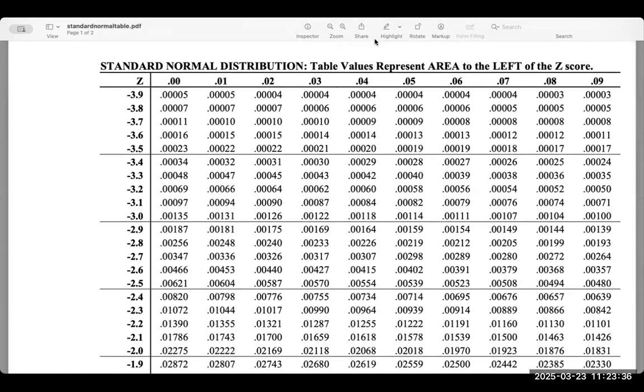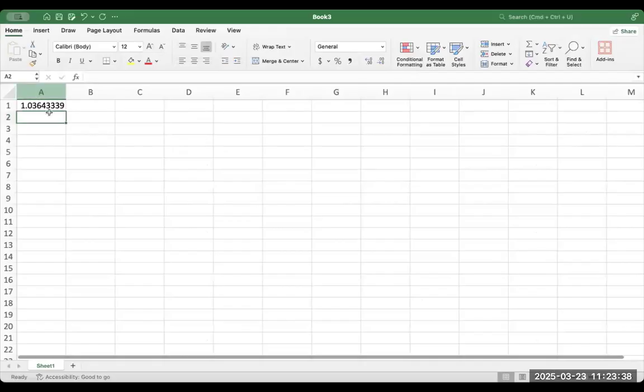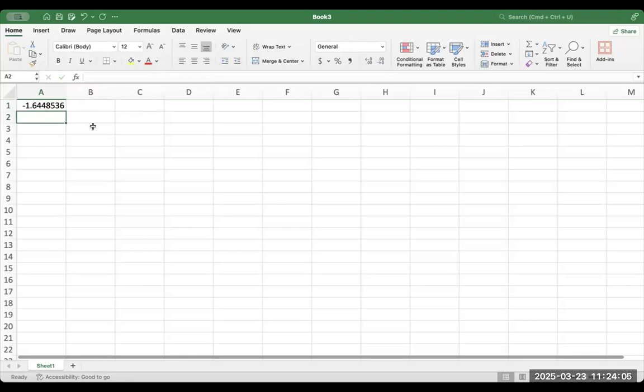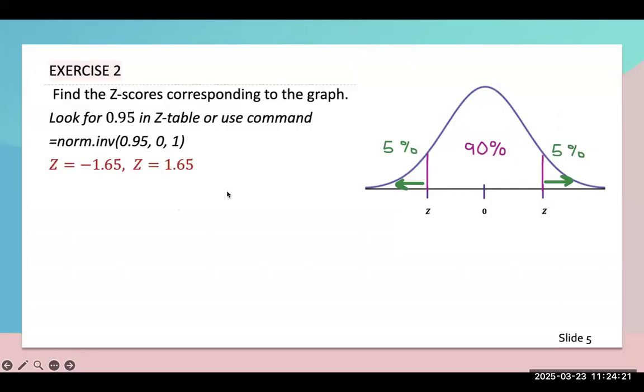Let's also try this with Microsoft Excel. So I'm going to clear this, and I'm going to type equals norm.inv 0.95, and I get 1.64, or you could round it to 1.65 or 1.64. And if I put in here, instead of the 0.95, I put 0.05, I get negative 1.64. So here I have put the two z-scores, the approximate z-scores, negative 1.65.